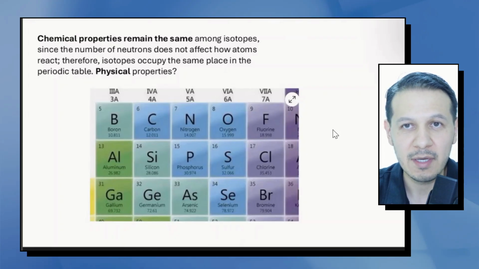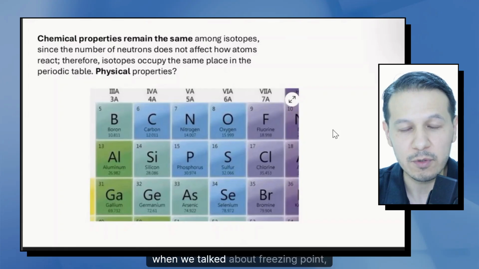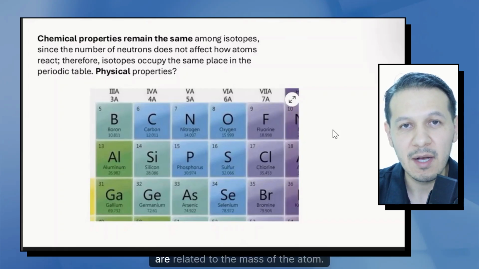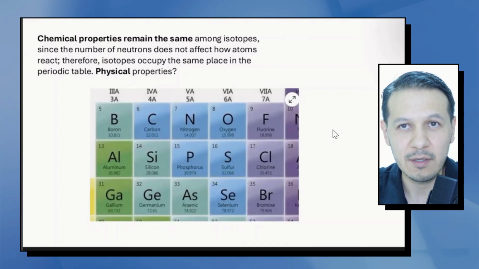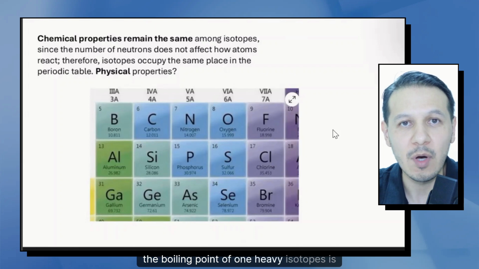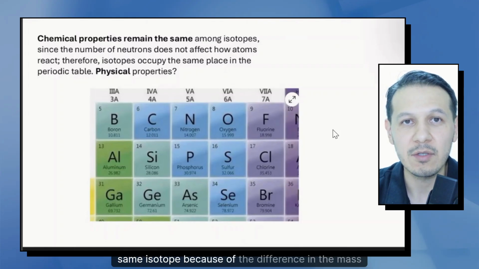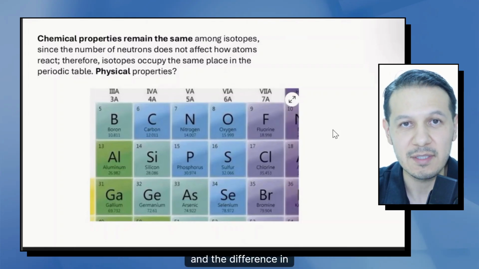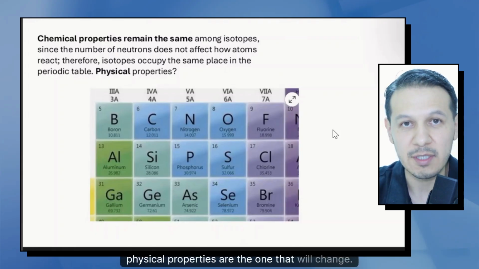And if you remember, every isotope will have a different mass. So when we talked about melting point, boiling point, and freezing point, all of them are related to the mass of the atom. And that's why the physical properties are affected by different isotopes. So probably the boiling point of one heavy isotope is different from another, because of the difference in mass and the difference in neutrons. So chemical properties remain the same and physical properties are the ones that will change.